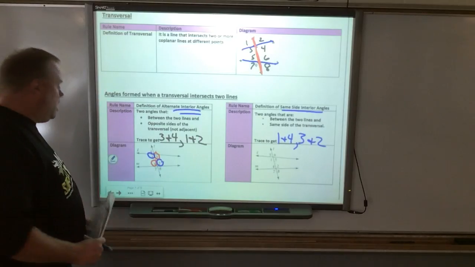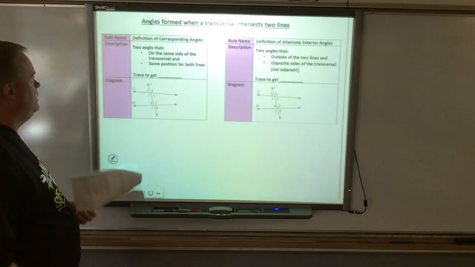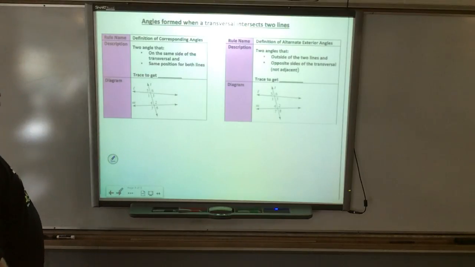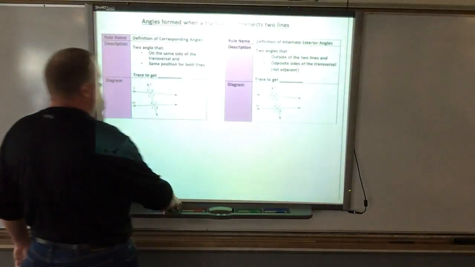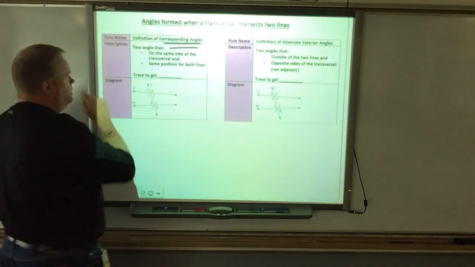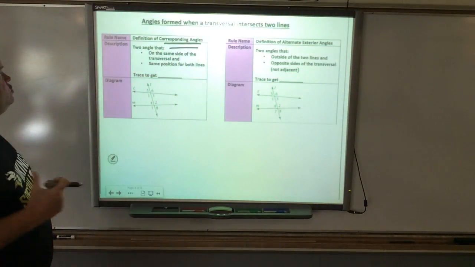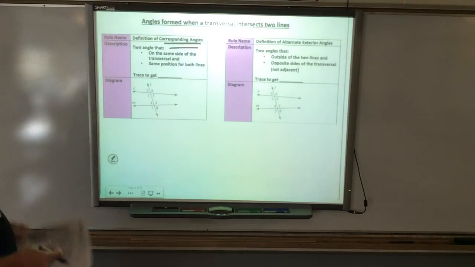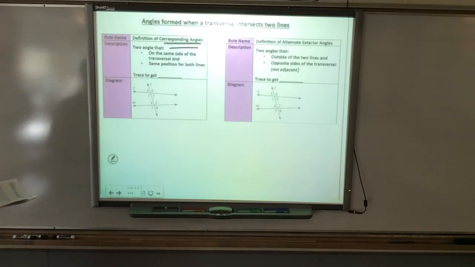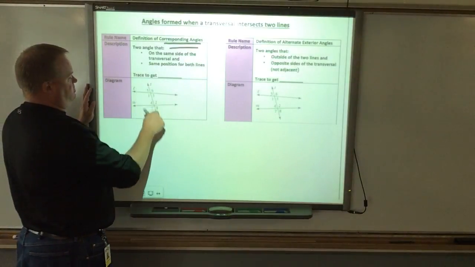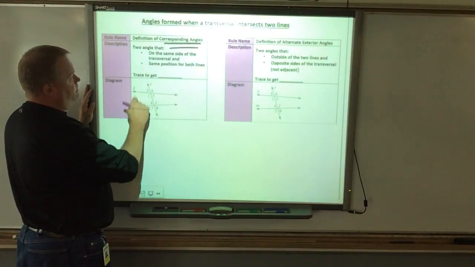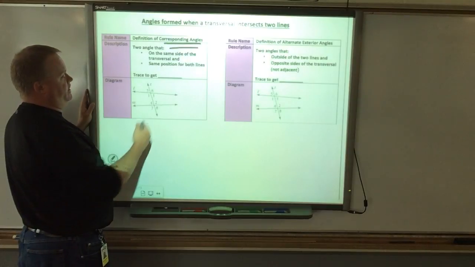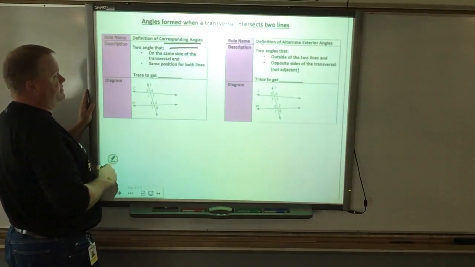All right, moving on. The definition of corresponding angles. Corresponding, another big one that we want to make sure we get into our heads. Two angles that are on the same side of the transversal and in the same position for both lines. Corresponding means on the same side of the transversal, so it's either all on the right or all on the left, and in the same position for both lines, meaning they're on the top or on the bottom.